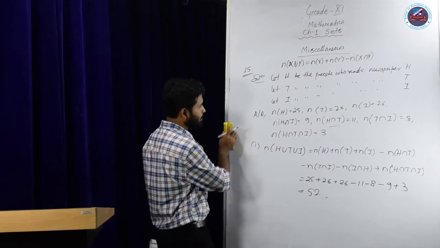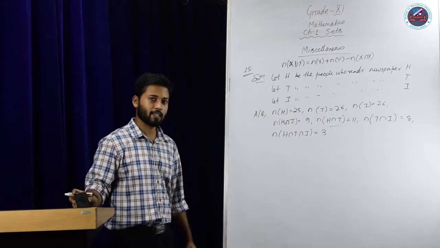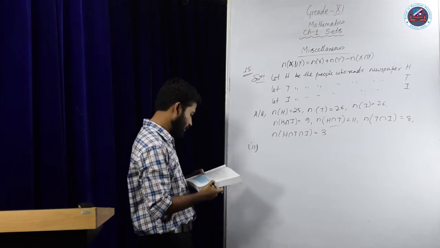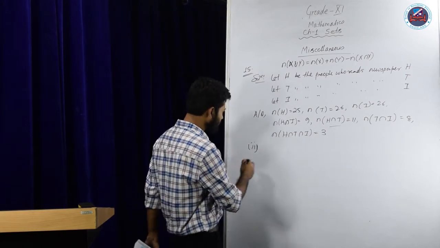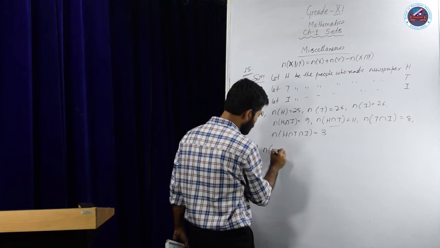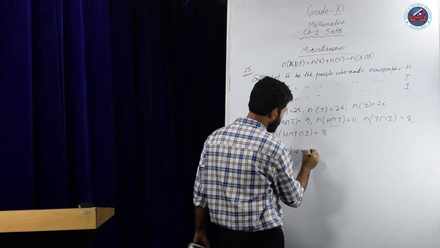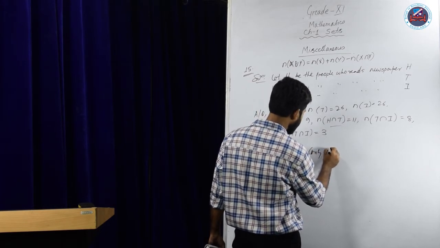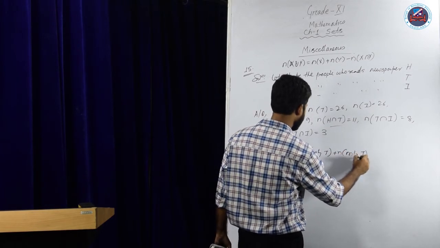And the second part is actually the critical one. The second part says the number of people who read exactly one newspaper. That means what we need to find? Number of people who read only H plus number of people who read only T plus number of people who read only I.